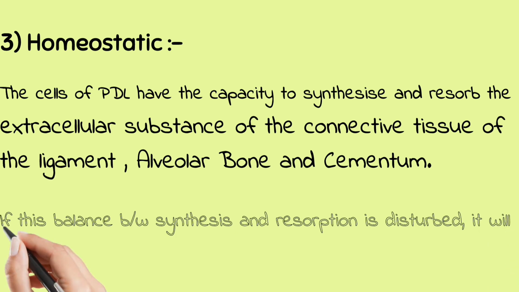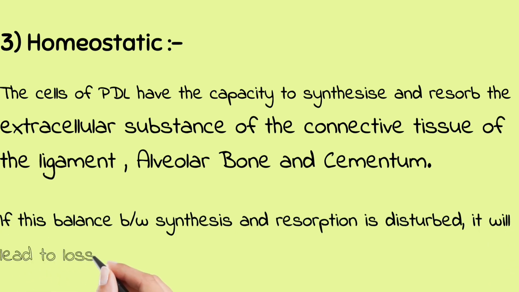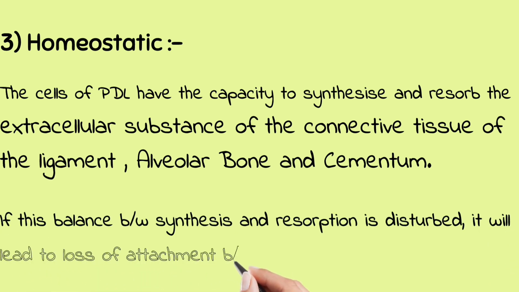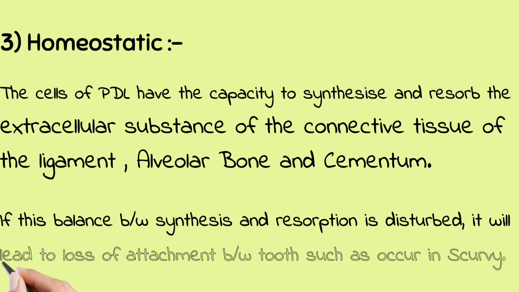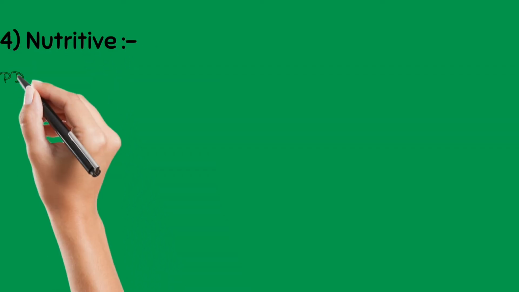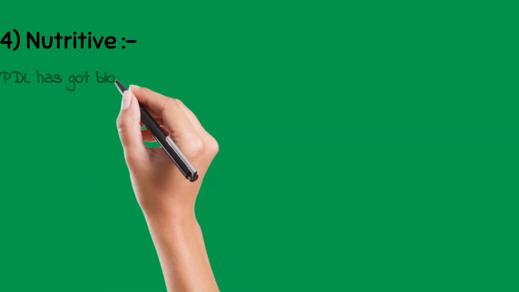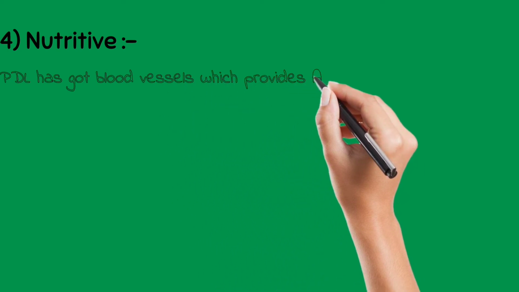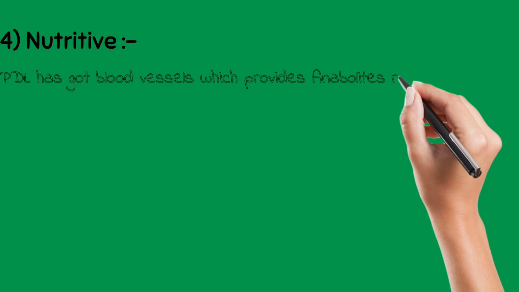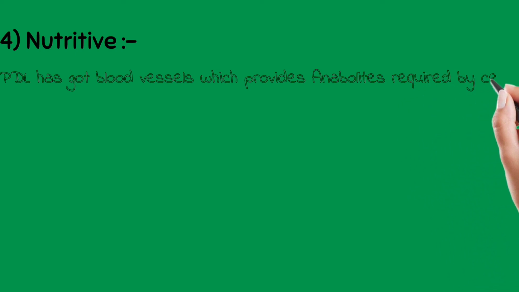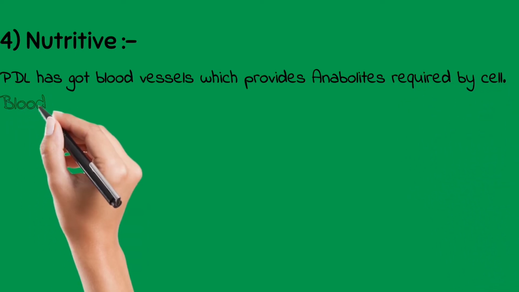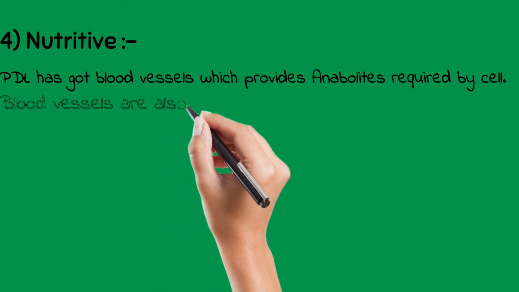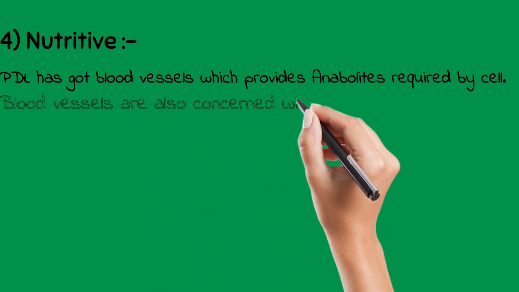Next, we'll move on to the fourth function of the periodontal ligament, which is the nutritive function. The periodontal ligament has blood vessels which provide anabolites and other substances which are required for the cells. So the blood vessels of the PDL provide anabolites. Also, the blood vessels are concerned with the removal of catabolites. So they both provide anabolites and remove catabolites from the tooth.